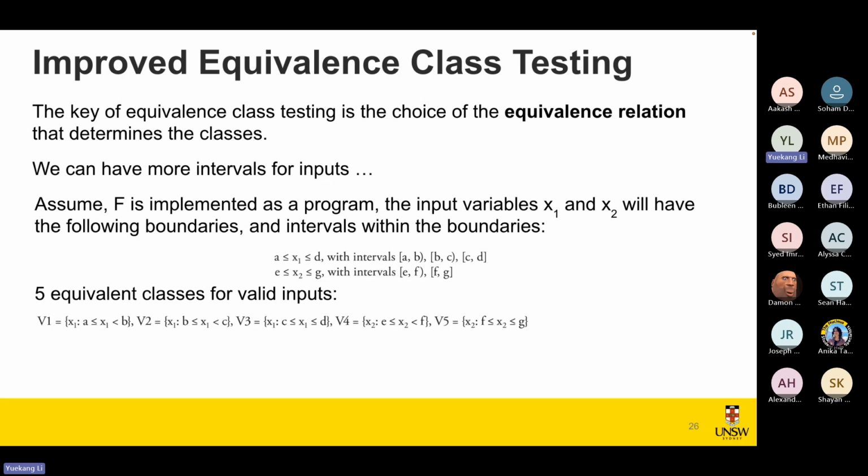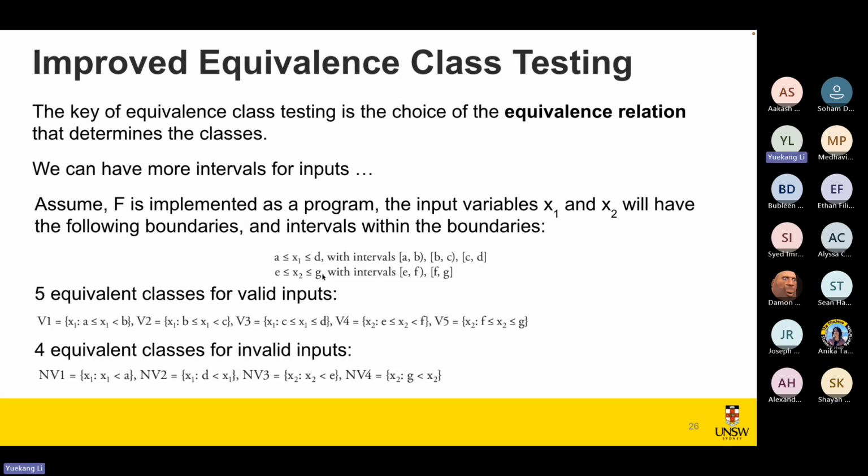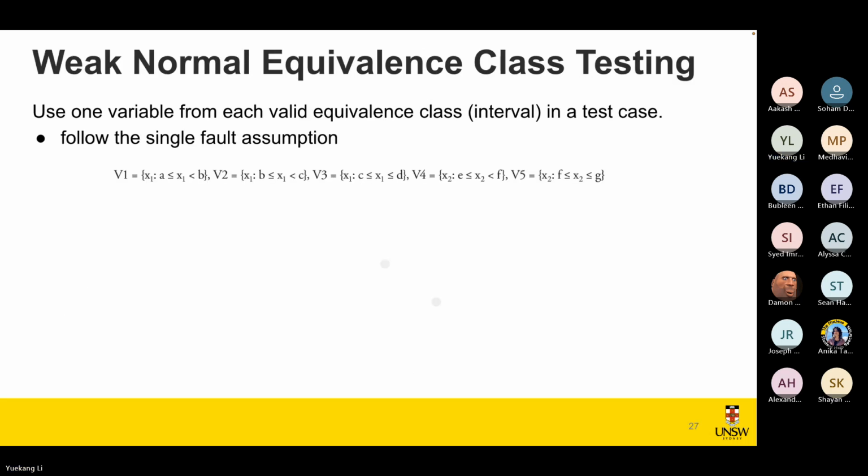We can have 4. Yeah, I saw some of you got the answer. These 4 are: x1 smaller than a, x1 larger than d, x2 smaller than e, and x2 larger than g. So we have 4 equivalence classes for invalid inputs. And now let's go through the 4 different variants for equivalence class testing.